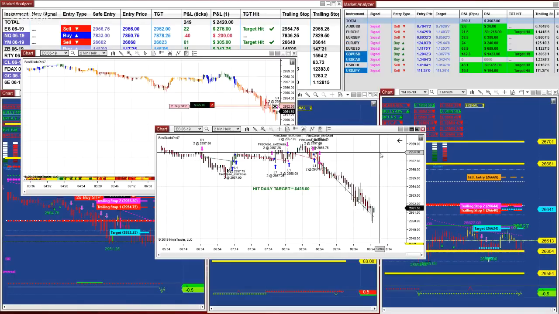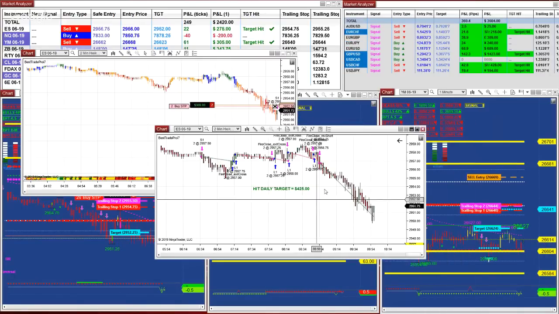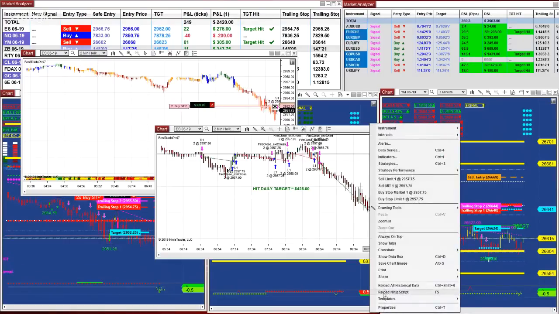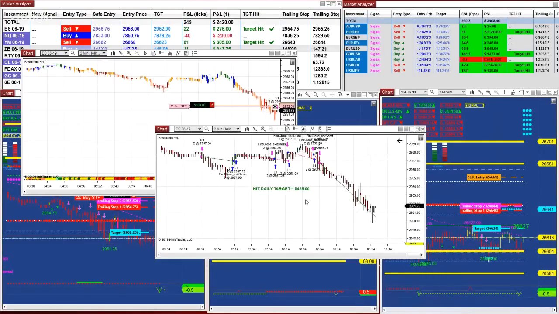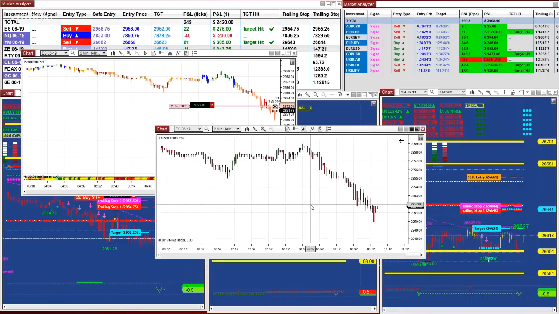So if this market is running, you just go ahead and you achieve your target. You want to go on the next round? Go ahead and right click on it, reload it, and then you go for the next round. What is the big deal?